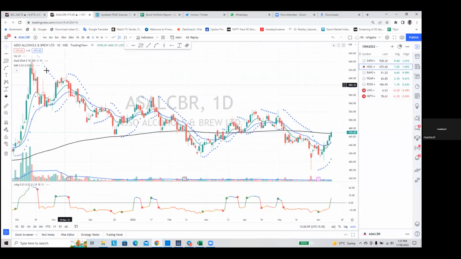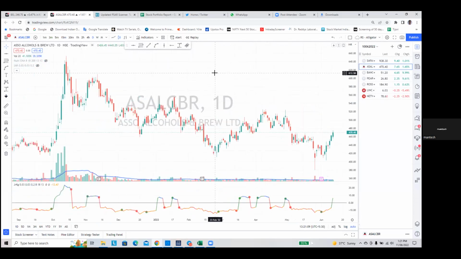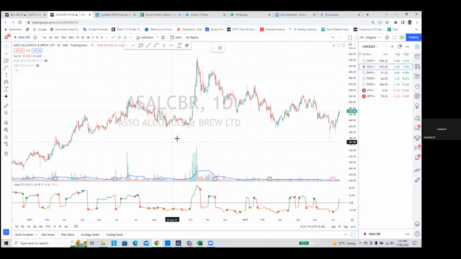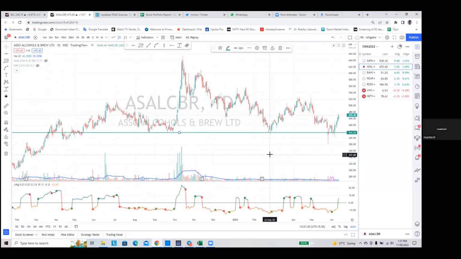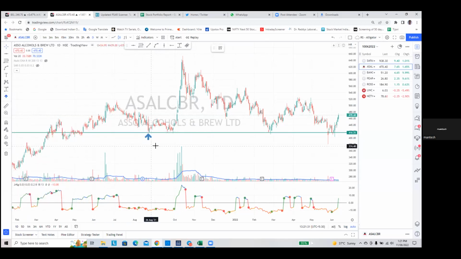Next is Associated Alcohols. Again, a good chart. First you need to start by removing all your indicators, and only then will you understand what's happening. See this, fantastic. Just go and draw this support. The stock rallied from here to here, then fell, took this support, this support, then here is a support, then here is a support.